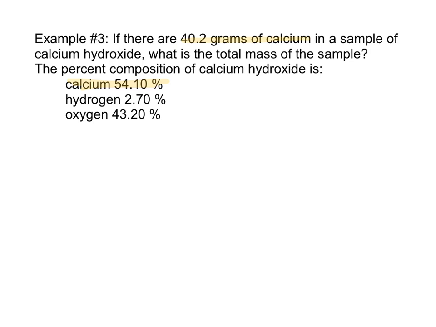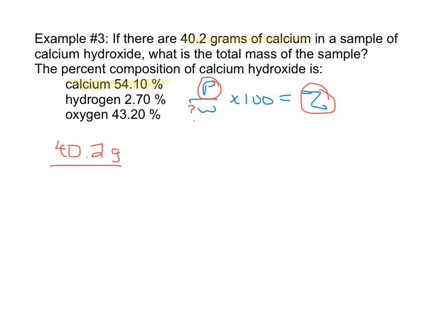So let's see. Out of our equation, part over whole times 100 equals percent, let's see what we've got. We've got our part, 40.2 grams. We've got our percent. The whole is what we're trying to find here. So we're going to plug in our numbers. I've got 40.2 grams of calcium up top over our whole. We don't know it. You can make it X. I'm going to go ahead and leave it as a W. Times 100 is going to equal 54.10%. Same thing, divide both sides by 100.